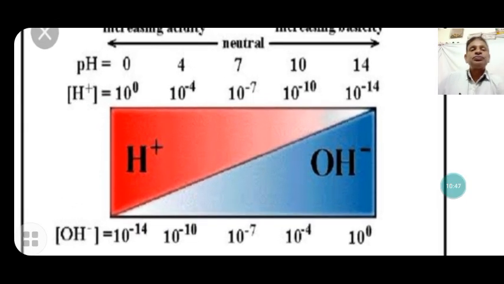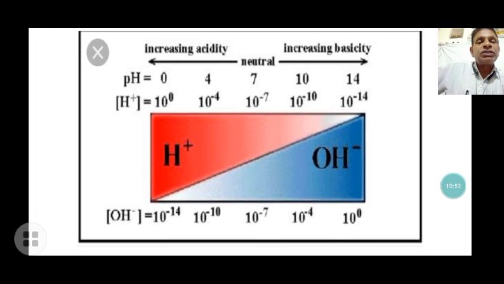Here the pH of a solution is given for alkaline, basic and acidic solutions. The solution must contain some hydrogen ion and hydroxide. If the hydrogen concentration is 10 to the power 0 mole per liter, and then the concentration decreases to 10 to the power minus 4, then the pH of the solution becomes 0, that is the power of 10 here, and then 4.